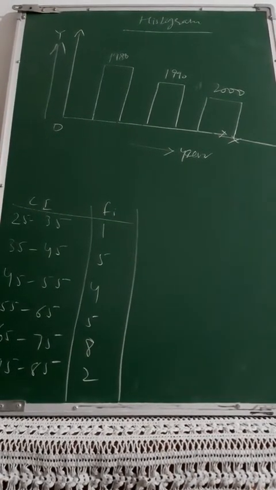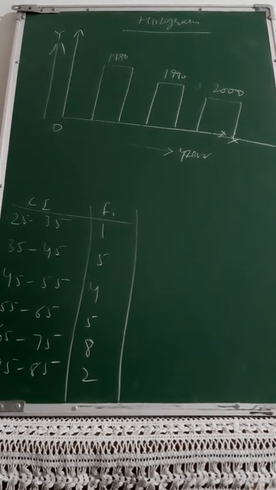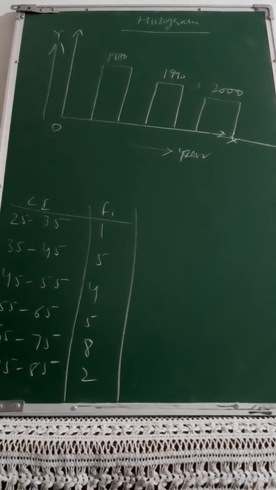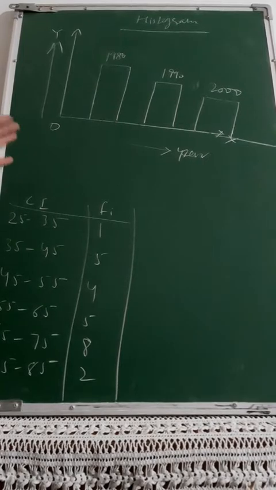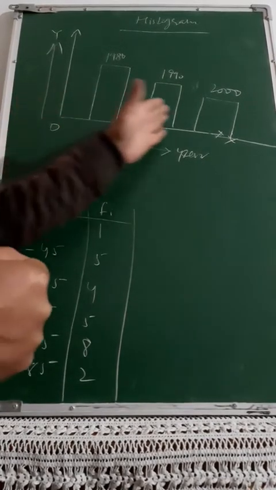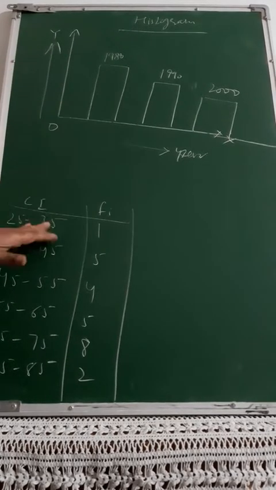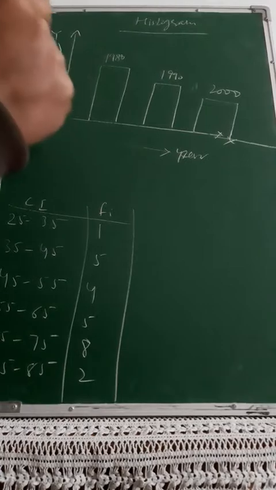As I said, the histogram is somewhere a modification of the bar graph. So what is the difference between a bar graph and a histogram? No doubt in a histogram also we need to draw bars like this only. But what is the difference? Let us see. First, you make a note of this.